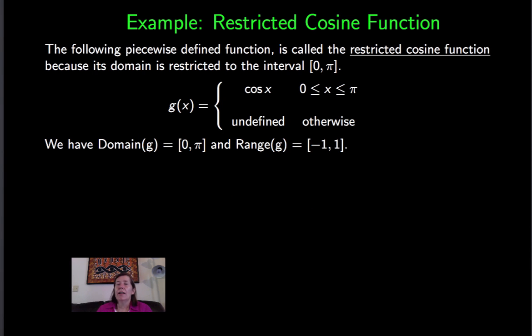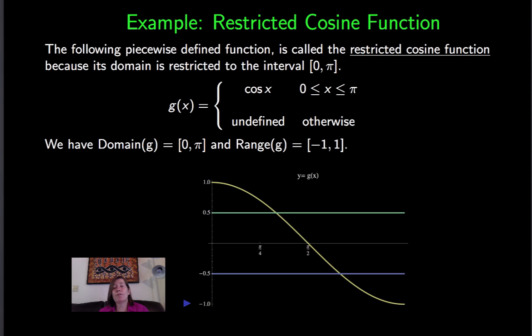However, I can restrict the domain of this function to create a new piecewise defined function called the restricted cosine function, which is one-to-one. If I restrict the domain to an interval between 0 and pi, and let the piecewise defined function g of x equal cosine of x on that interval, and undefined otherwise, so the domain is between 0 and pi, we actually have a one-to-one function.